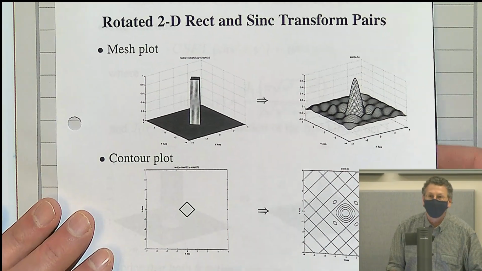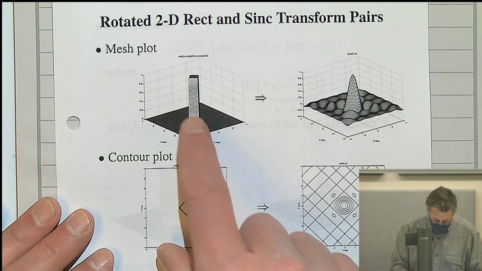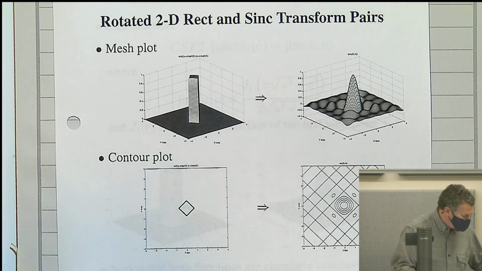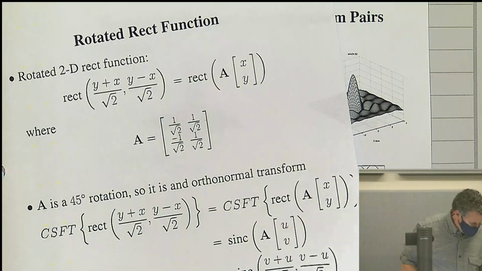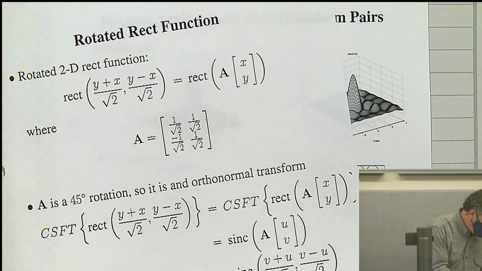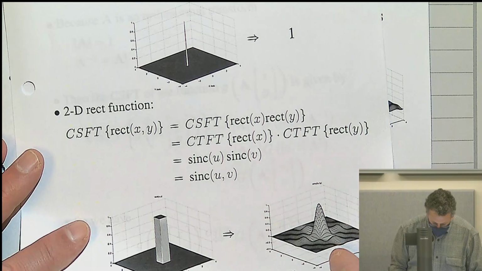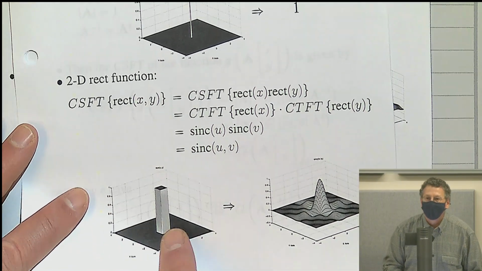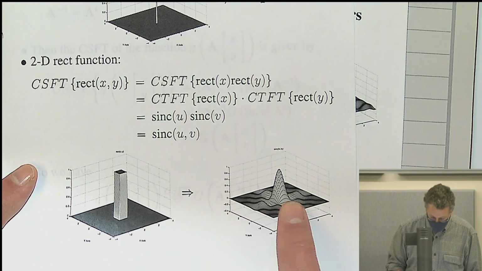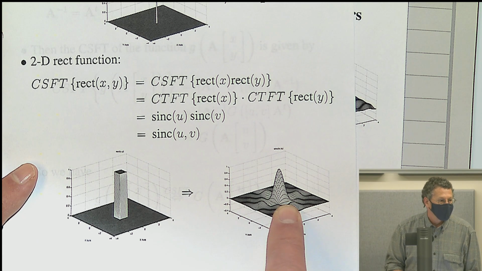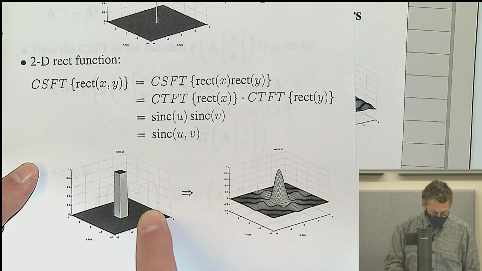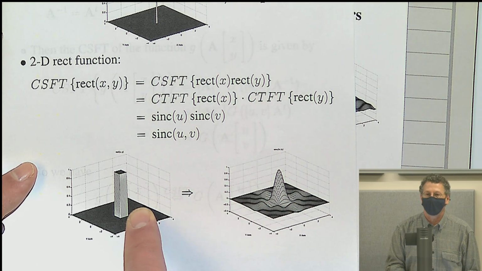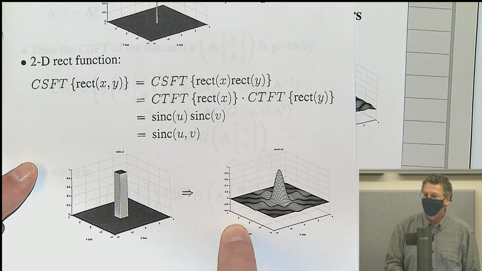This is the 2D Fourier transform. A rect maps to a sinc. So this rectangular function has a Fourier transform which looks like a sinc. It's actually a 2D sinc. This 2D sinc is not rotationally symmetric, but the rect isn't rotationally symmetric either, so you wouldn't expect them to be.